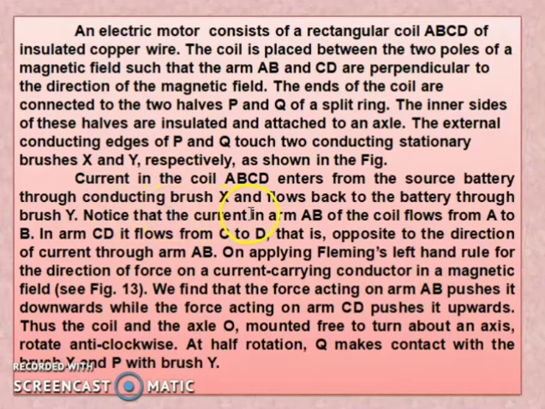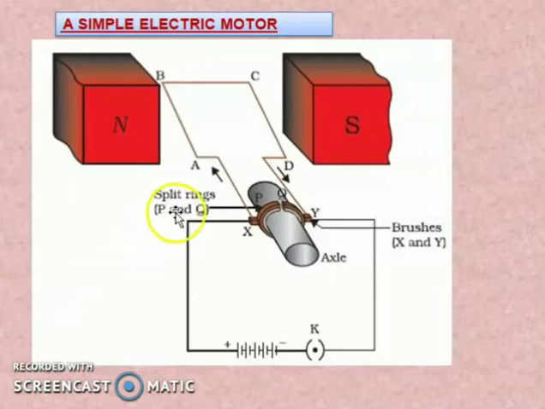Notice that the current in the arm AB of the coil flows from A to B, and in the arm CD it flows from C to D, that is opposite to the direction of the current through the arm AB. So when current flows from A to B in AB, in CD it flows in the opposite direction.